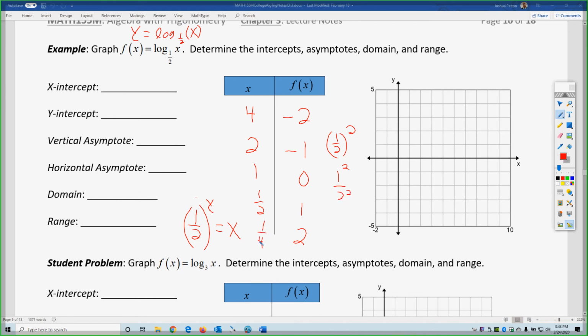So this is the same table as the prior problem, except flipped. At 4, I'm at -2. At 2, I'm at -1. At 1, I'm at 0. At 1/2, I'm at 1. And at 1/4, I'm at 2. So you can clearly see this is decay going left to right, as you read a book. And 1/2 is less than 1 but greater than 0, so therefore, they also indicate this is a decay problem.